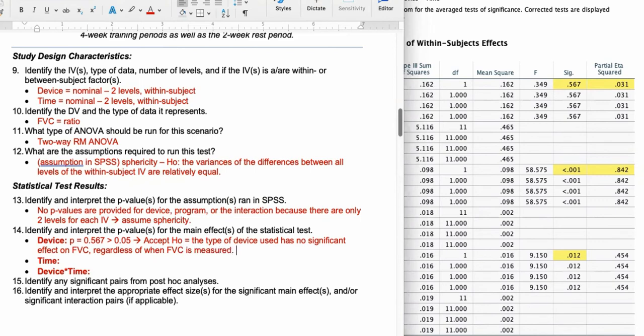So that would be like if we took all of our forced vital capacity measurements, both pre and post, we clumped them together for each device and then just compared the mean of forced vital capacity. In this regard, it's saying if we mush all of our FVC measurements together, there's no difference between our devices.